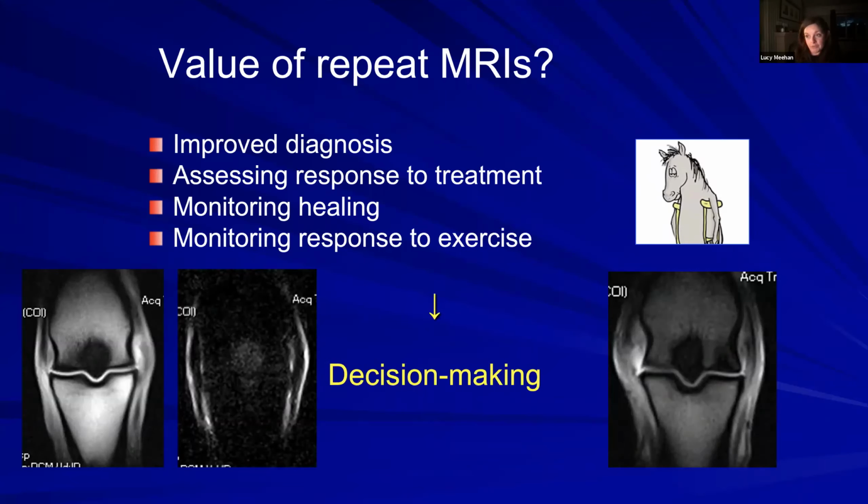Following on from that question, when would you recommend a repeat MRI? Do you recommend it in all cases, or is there a certain type of pathology that triggers alarm bells and you think, actually I really need to see this again?